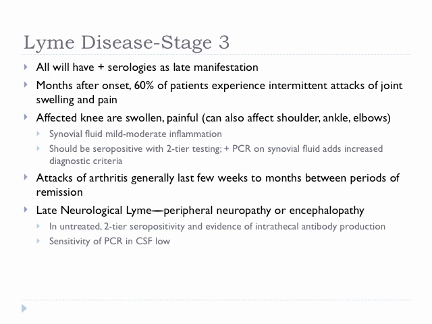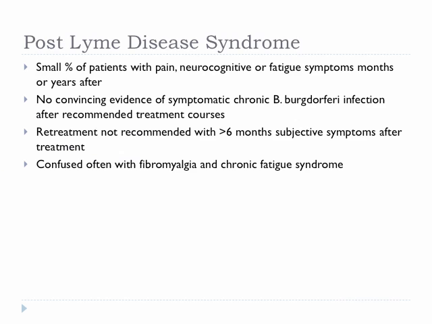As I said, since it's a late manifestation, seropositivity will be present. You could get more diagnostic criteria by doing a positive PCR on the synovial fluid. Attacks of arthritis are relapsing-remitting, and you also could have a late neurological Lyme disease with peripheral neuropathy. Again, the serology will be positive in the IgG immunoblot. The sensitivity of PCR is very low, so you should not use this to diagnose patients.